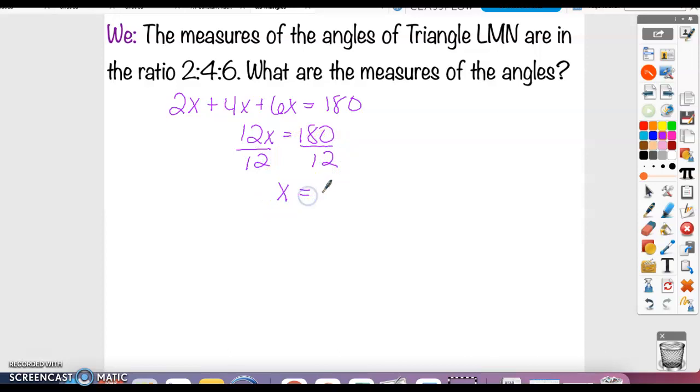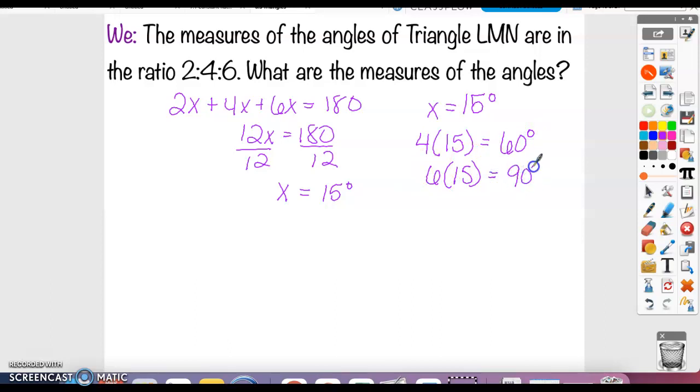And you get x is equal to 15 degrees. So that's one angle. The next one is 4 times that amount. 4 times 15 is 60. And the last one is 6 times x, which would be 90. And again, if you add those 3 together, you get 180.